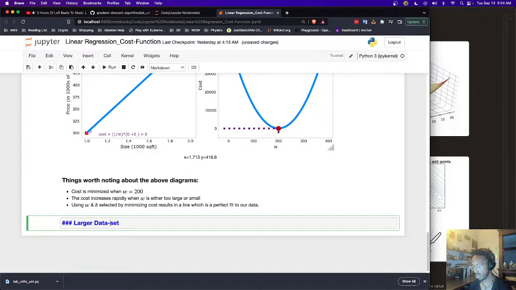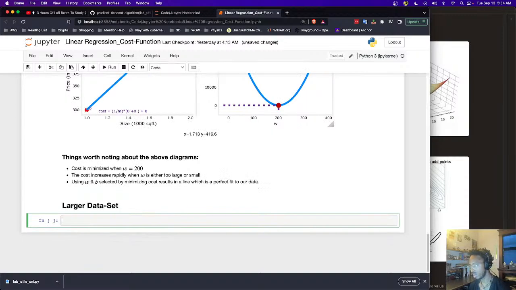Is data set hyphenated? Can someone tell me that? Where's my phone? I need to ask the internet.